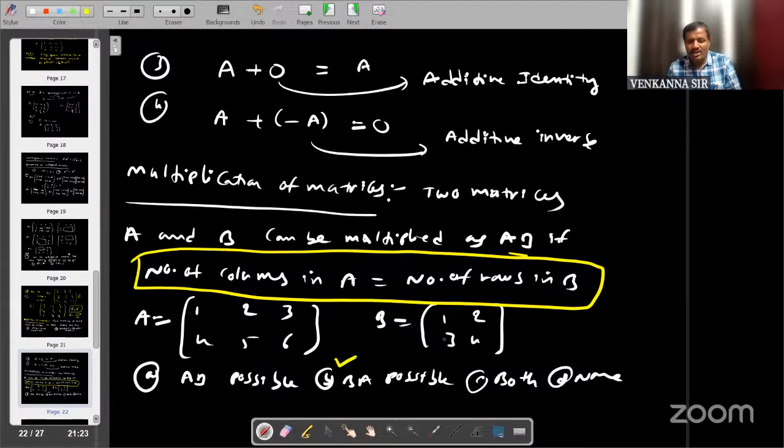For BA, number of columns here 2, number of rows 2, so BA is possible. What is the order of BA? B order is 2 by 2, A order is 2 by 3. We take the first one and the last, so BA order is 2 by 3. B is 1, 2, 3, 4. A is 1, 2, 3, 4, 5, 6. After multiplication of BA, the resultant matrix is of 2 by 3 order. Hope all of you understood? Any confusion? Please clear.